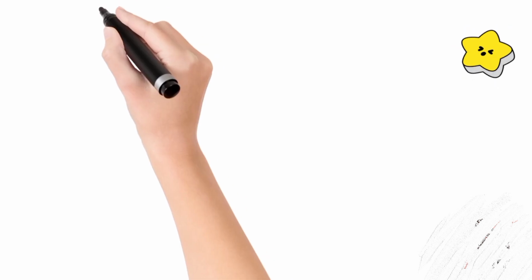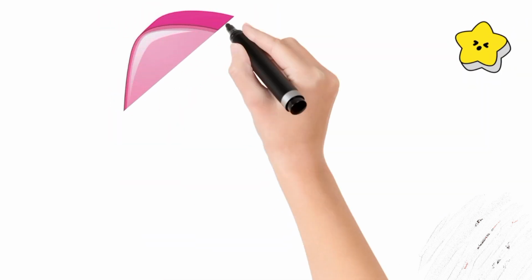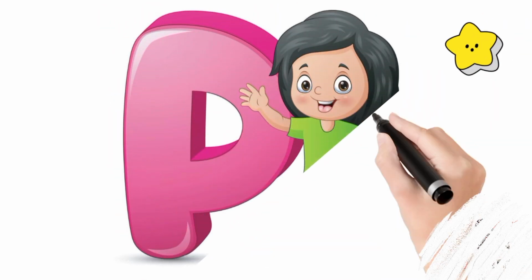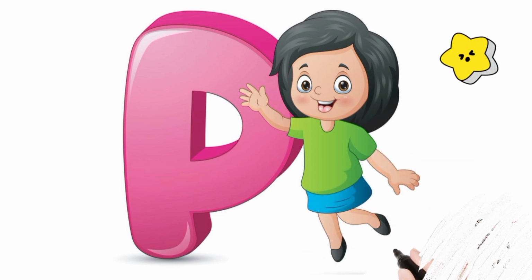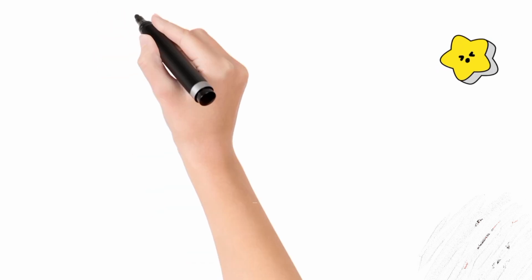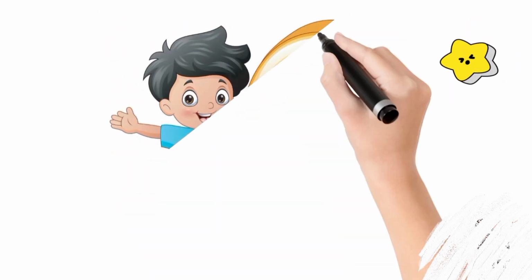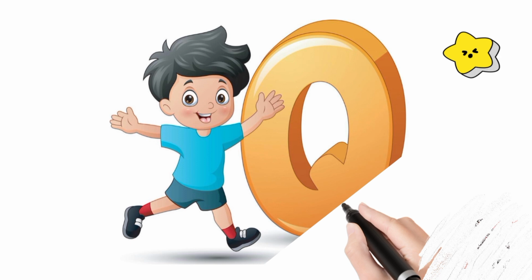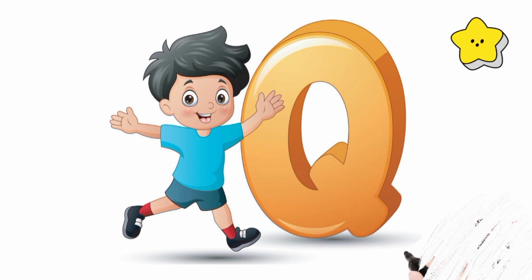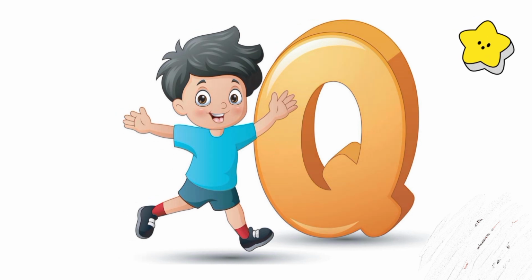A, B, C, D, E, F, G. H, I, J, K, L, M, N, O, P. Q, R, S, T, U, V. W, X, Y, and Z. Now I know my ABCs. Won't you sing with me?